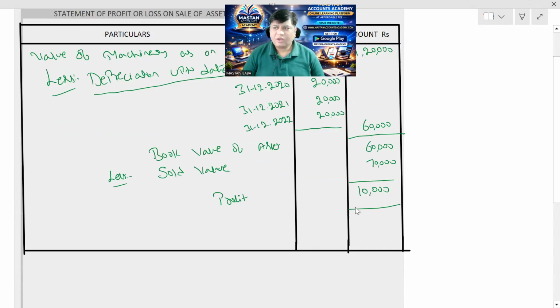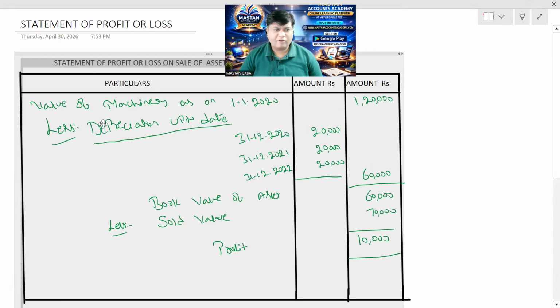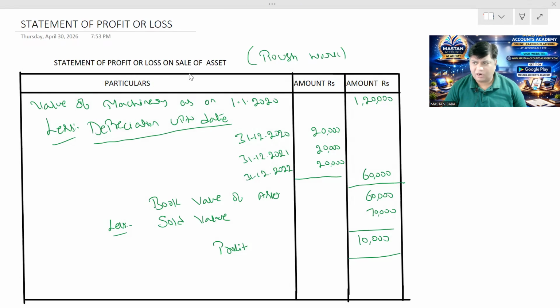How to calculate the profit or loss on sale of asset? We have to prepare a statement known as statement of profit or loss. Value of machinery is 1,20,000. Less depreciation up to date.